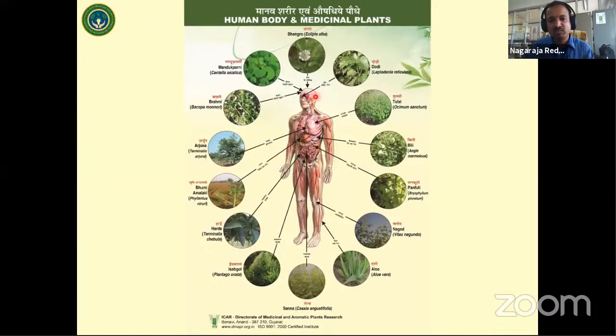Similarly, for the brain, there are a lot of memory boosters like Brahmi, Bacopa monnieri, and Mandukaparni, Centella asiatica. These are the important memory boosters. Among hair tonics, a lot of products are made from Bhringraj. And for eye tonics, you can see Dodi. What I mean to say is that every organ in our body has one or another medicinal plant with medicinal properties to cure that part.